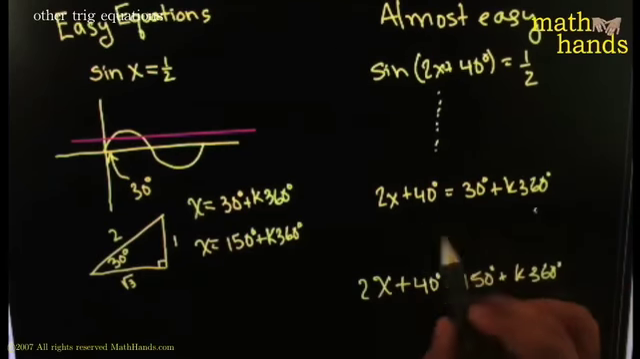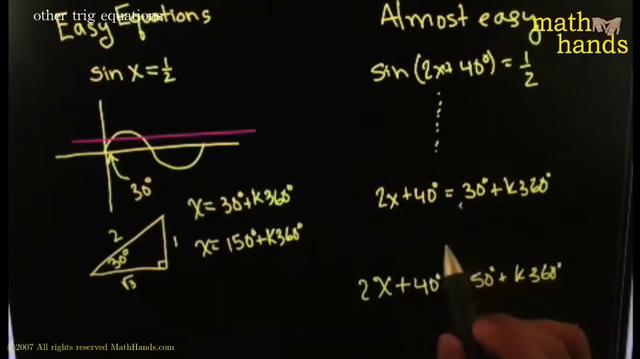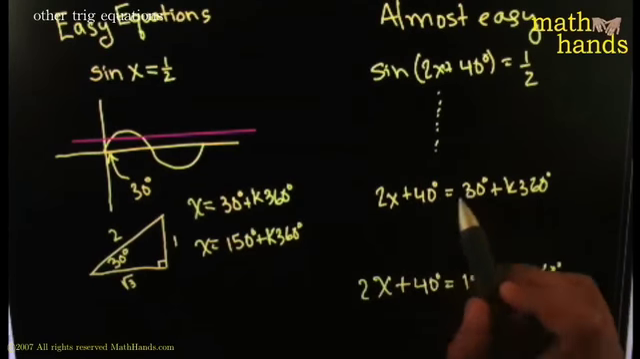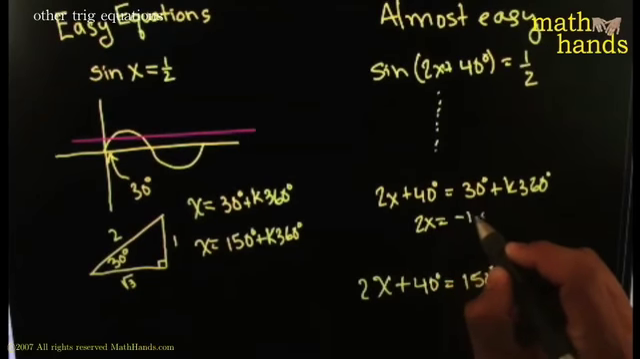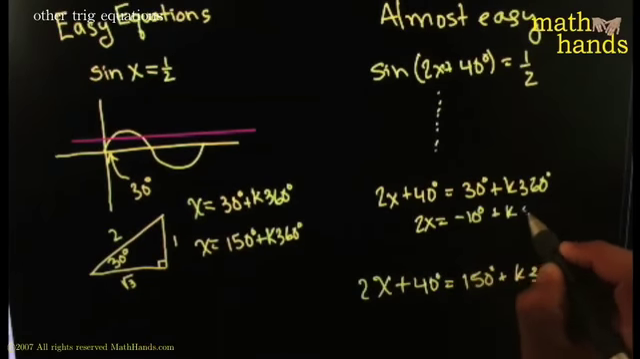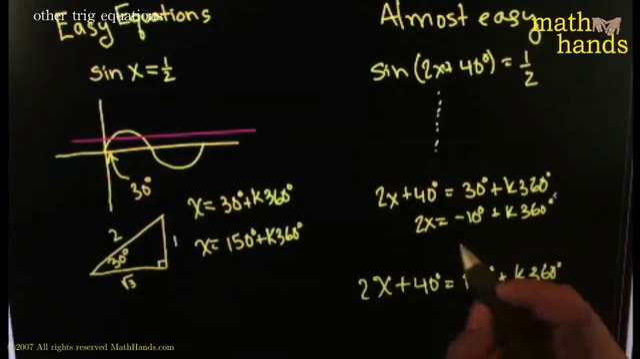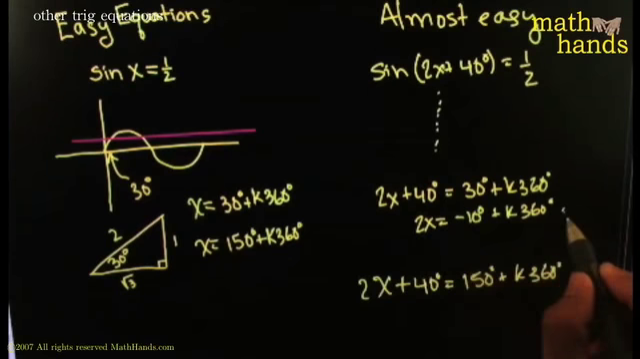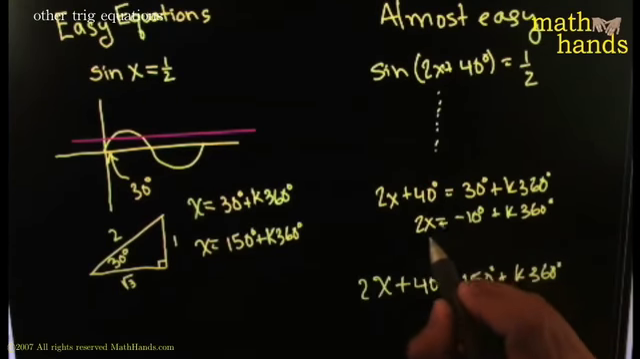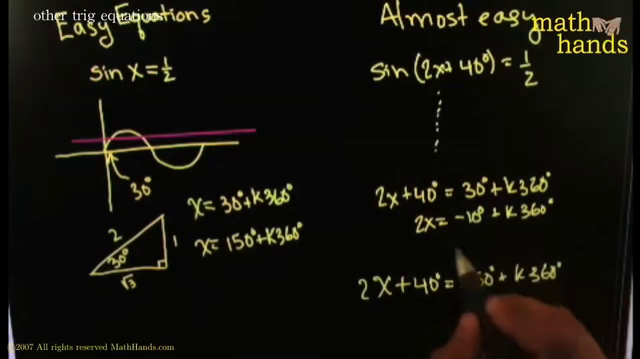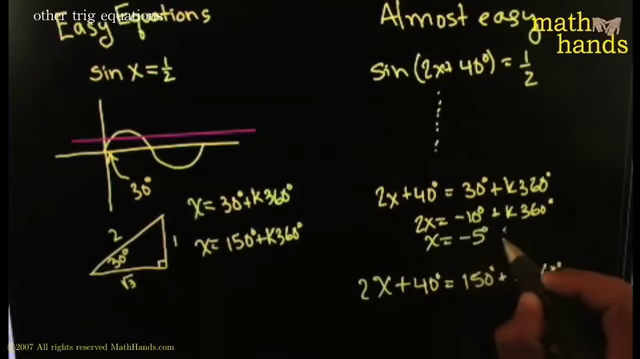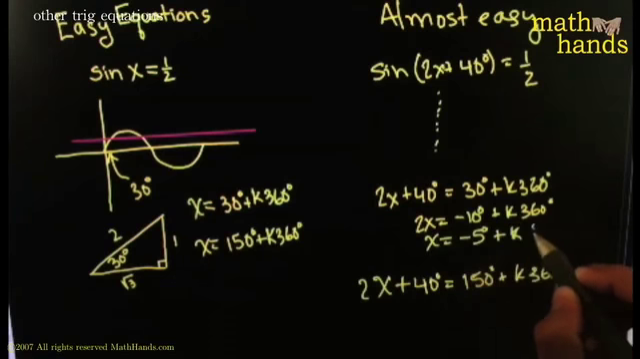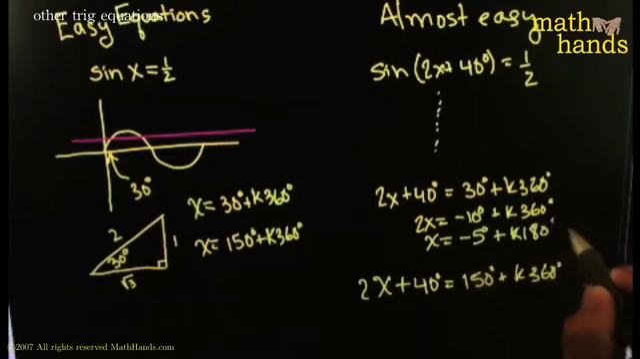And from here you could finish the solution for x by, for example, here we subtract 40 from both sides, and that gives you 2x is equal to negative 10 degrees plus multiples of 360 degrees. And then we divide everything by 2. So that one's going to be divided by 2, that one's going to be divided by 2, and that one's going to be divided by 2. So you get that x is equal to negative 5 degrees plus multiples of 180 degrees.